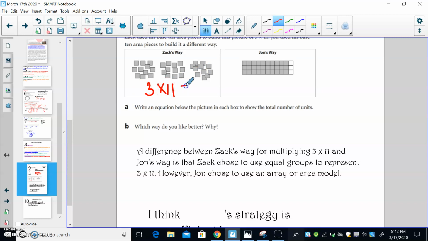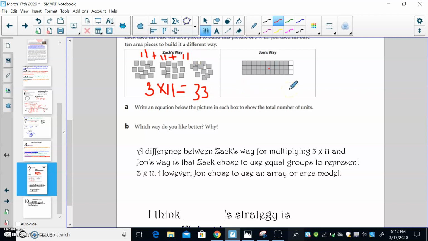And when we do that, we can also use repeated addition. That's probably what Zach did, right? So he probably added 11 plus 11 plus 11, or he might have skip counted. He might have said 11, 22, 33, which gives us a product of 33. Give yourself a little pat on the back if that's what you also noticed.